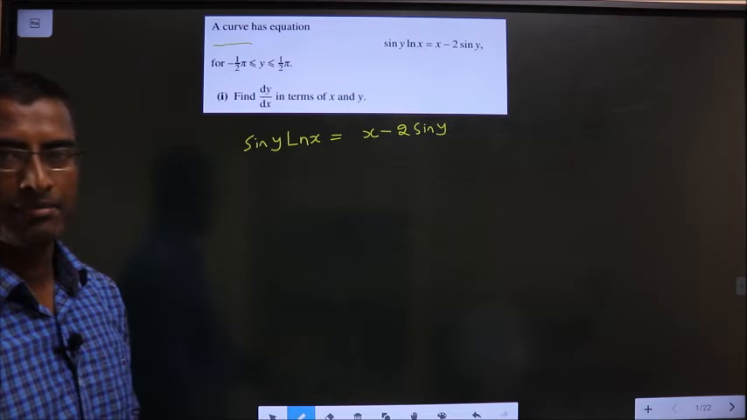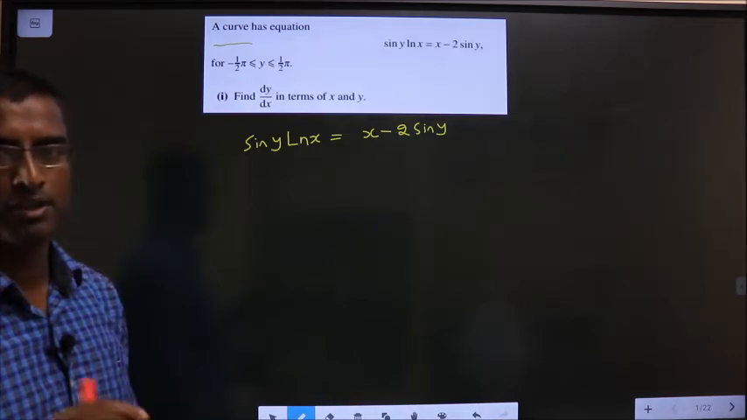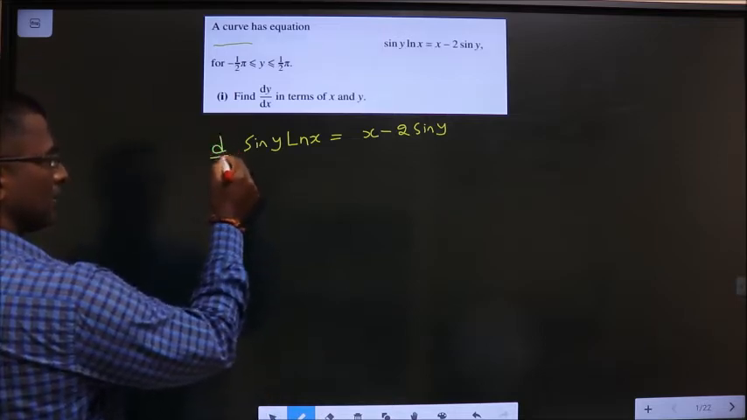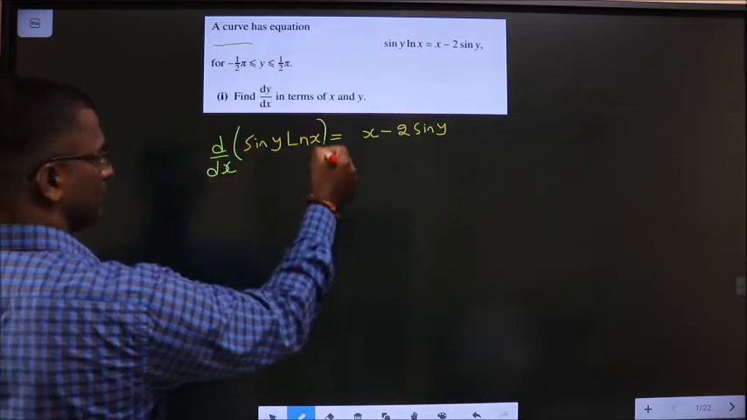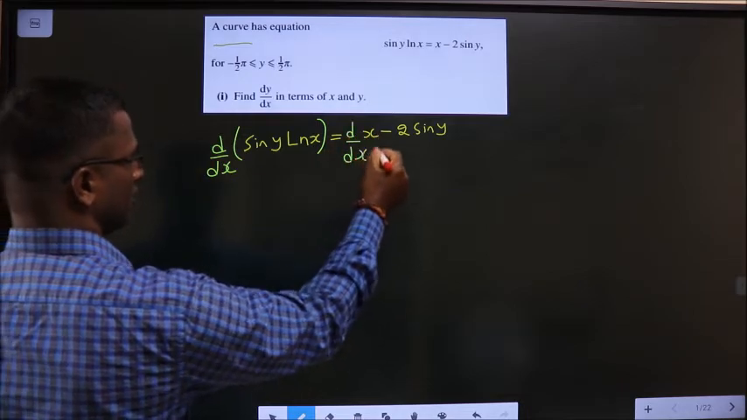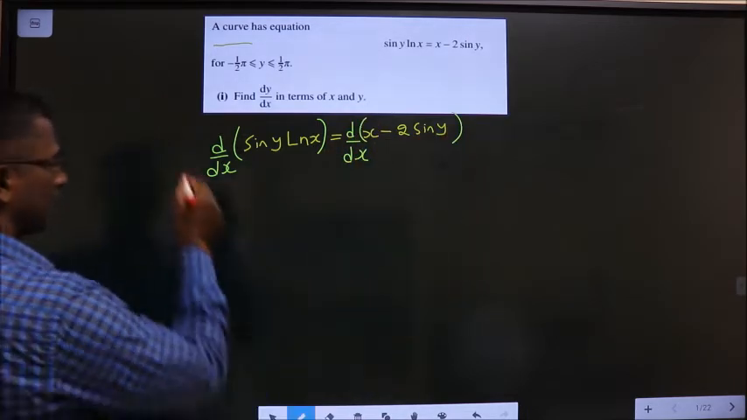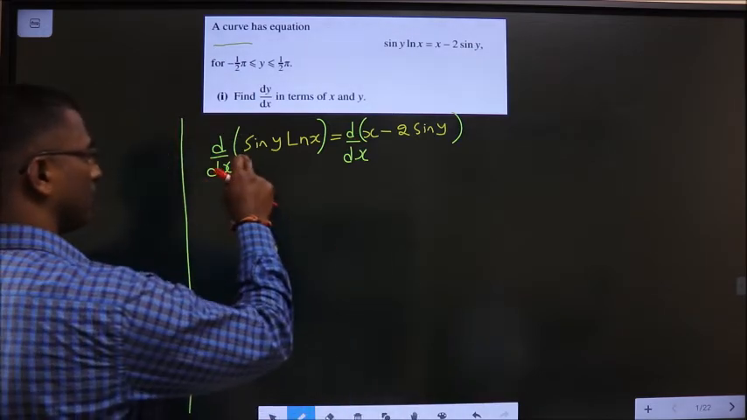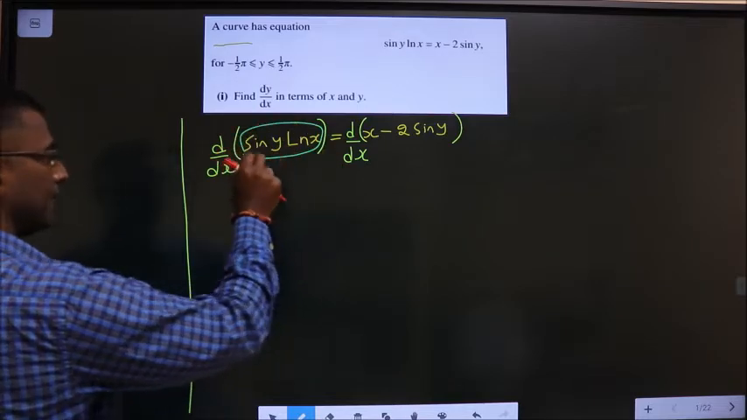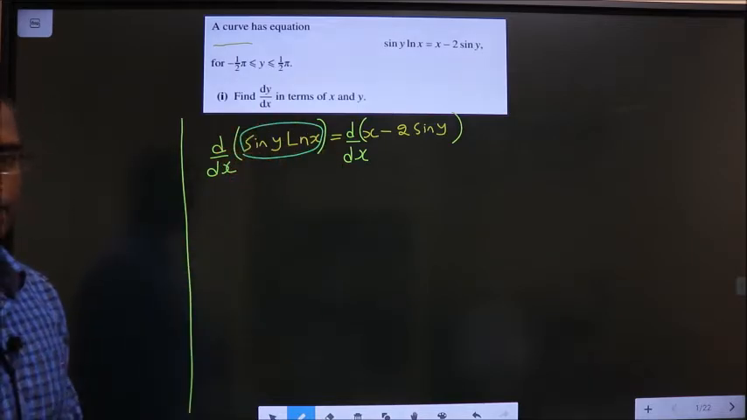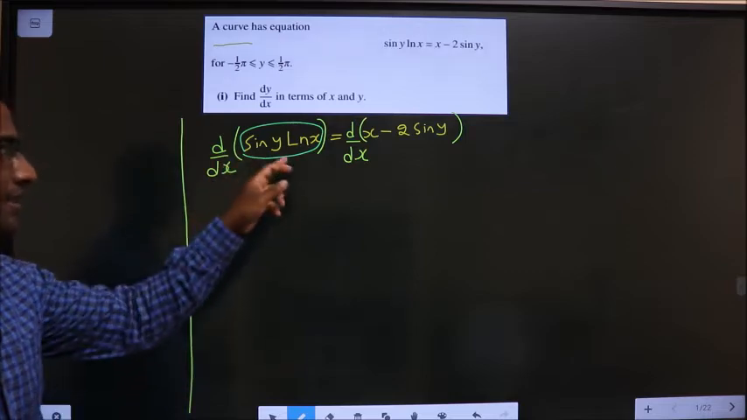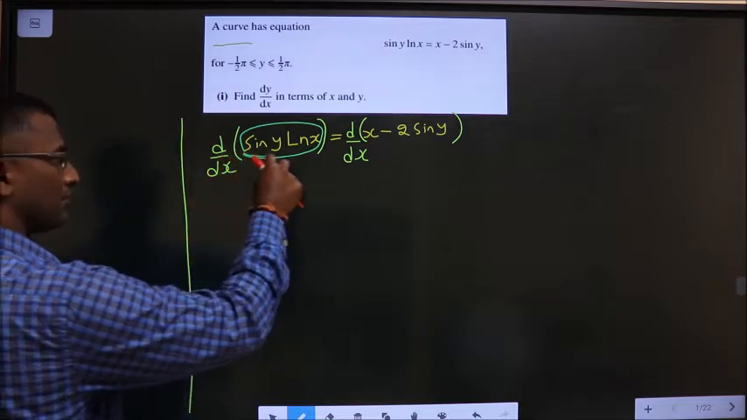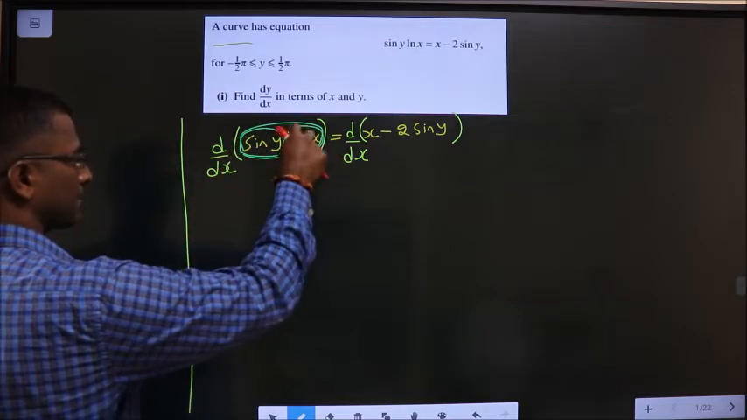So to get dy by dx, you should differentiate on both sides. What I mean is, take d by dx on both sides. So d by dx on both the sides I have taken. Okay, now how do you differentiate this one? d by dx of sin y ln x. See here, when I read this, I realized that it is a product of sin y and ln x.